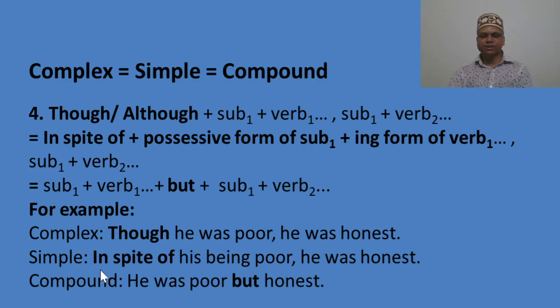So if you want to make it a simple sentence, we have to use in spite of at the beginning of the sentence. Then we have to use the possessive form of the subject. Here the subject is he, and the possessive form of he is his, and the verb is the to be verb was, that's why you have to use the ing form of the to be verb, being, and the rest of the sentence will be the same. Now the compound sentence, he was poor but honest, so we have to omit though, and in place of the comma we have to use but.